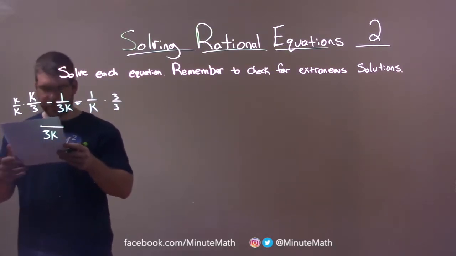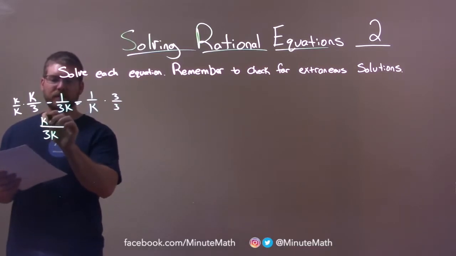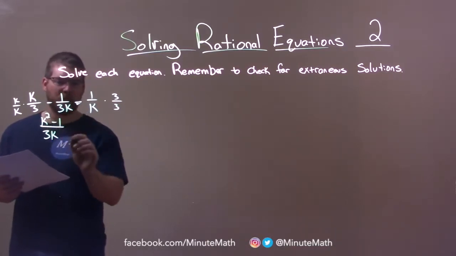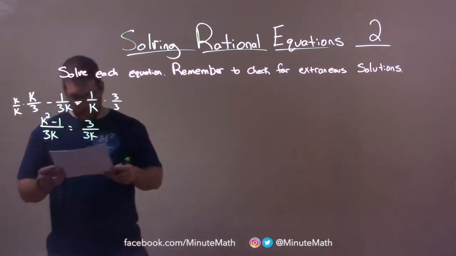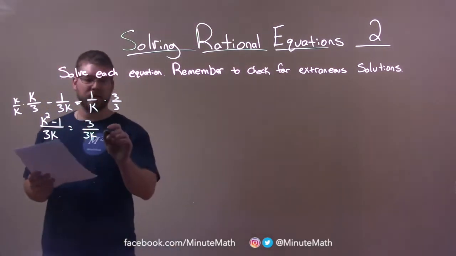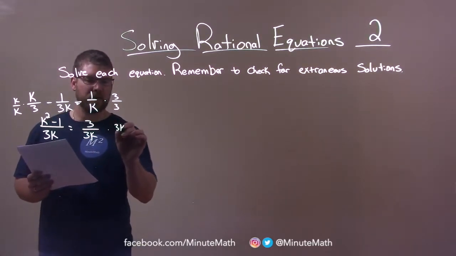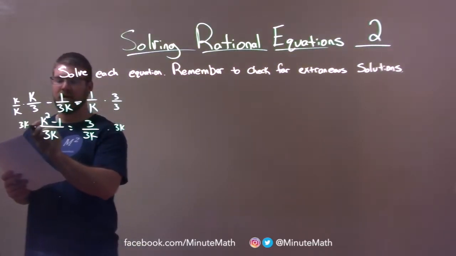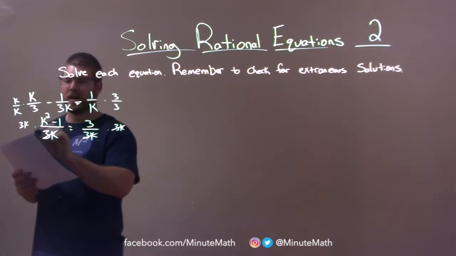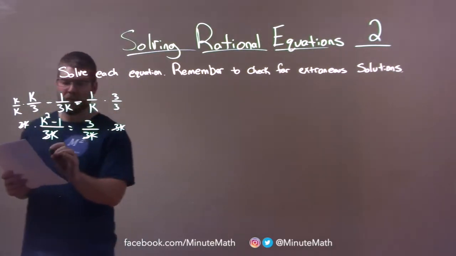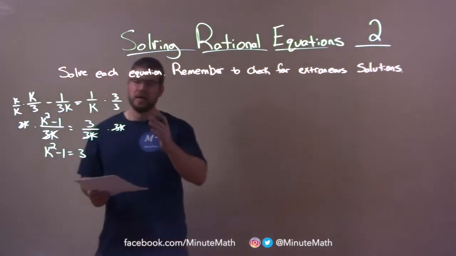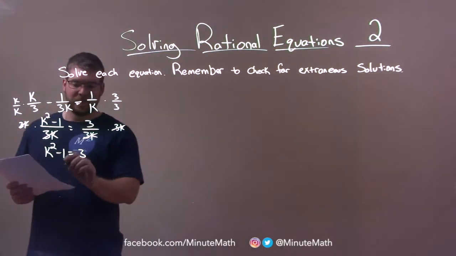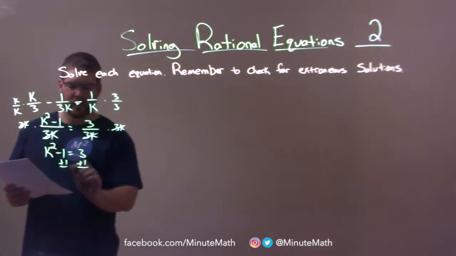So our numerator, we have k times k is k squared, and then it's just minus the 1. Here we have 3 over 3k. Now I'm going to multiply both sides by just this denominator, 3k, to cancel out the division, and look, it cancels out both sides. So now we're left with k squared minus 1 equals 3. Well, this one's actually pretty easy. We add 1 to both sides, and we're left with k squared equals 4.